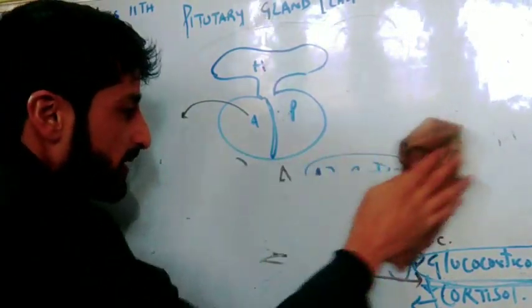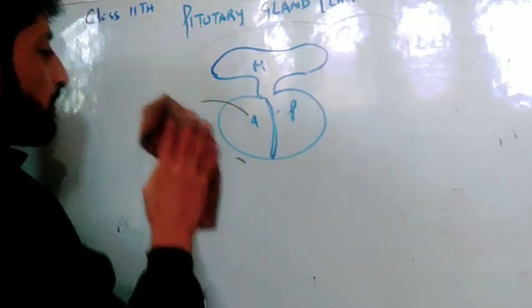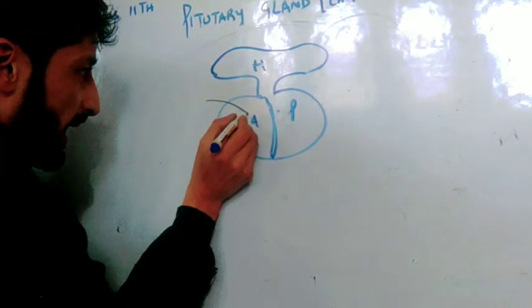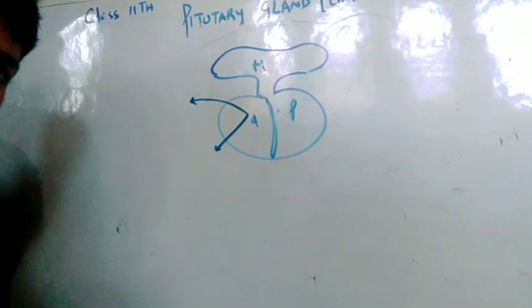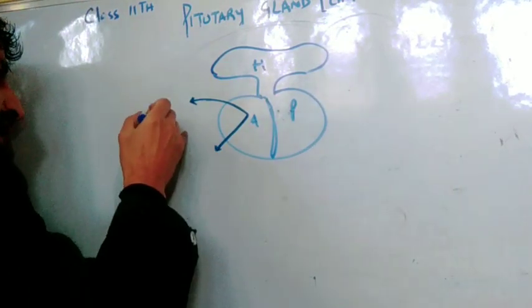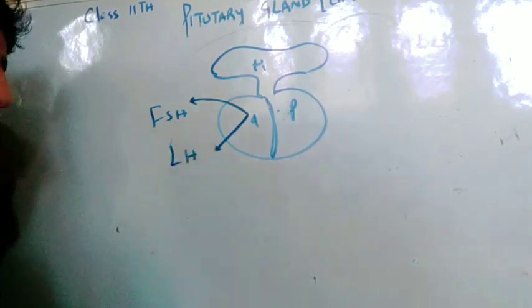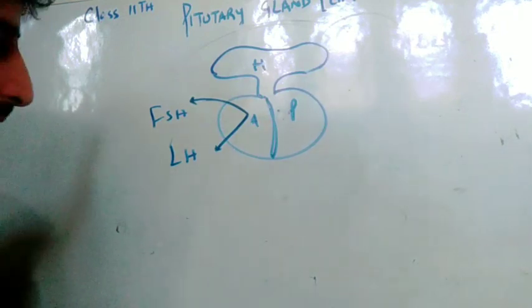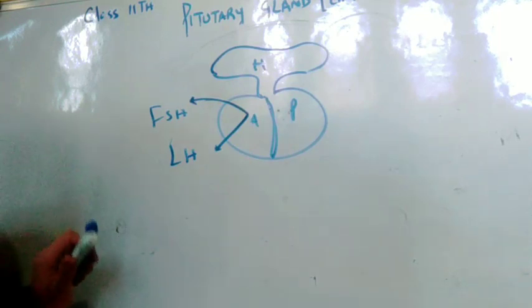Now we are left with two small hormones, because this is the quick recapitulation and the last class for the pituitary gland. From the anterior lobe of the pituitary gland, two hormones are produced. One is called FSH, the second is called LH. We should stop the class here and we will continue later. In our next class, we will study FSH and LH in a detailed manner.